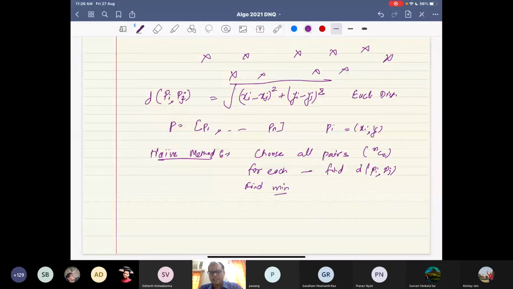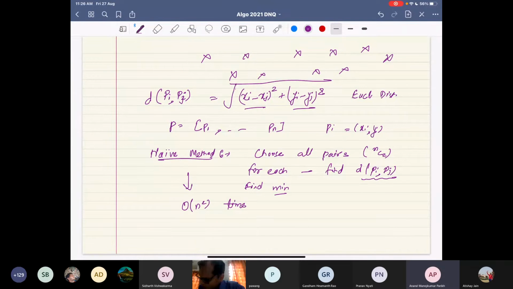Makes sense? So how much time will you take? How much time will one distance take? That will take some constant time. You are taking 2 points, doing a constant number of operations. So that takes constant time. Now you are doing it for NC2 pairs. So there are order n square pairs. So this will take me order n square.